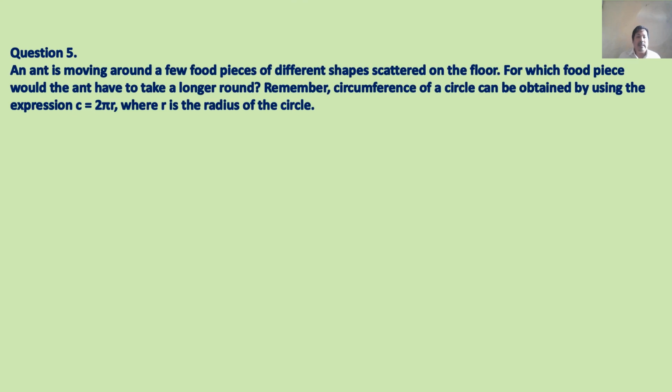We have question number 5 like this. An ant is moving around a few foot pieces, different foot pieces of different shapes scattered on the floor. For which foot piece would the ant have to take a longer round? Remember, circumference of the circle can be obtained by using the expression C is equal to 2 pi r, where r is the radius of the circle.